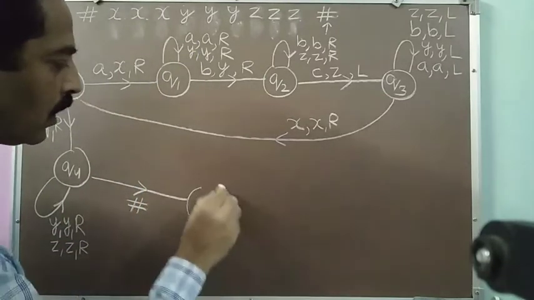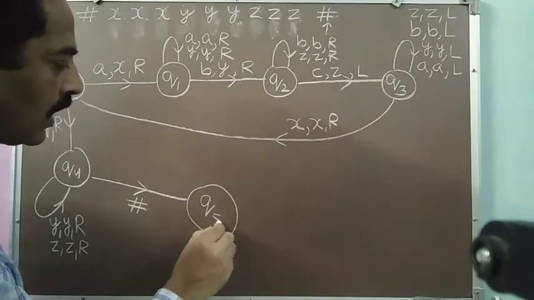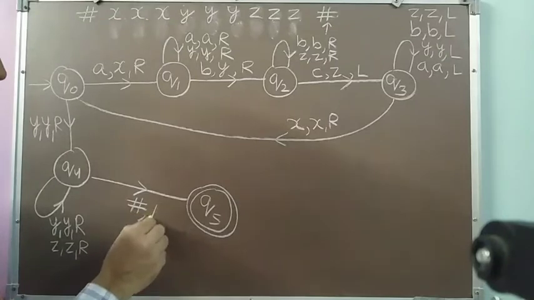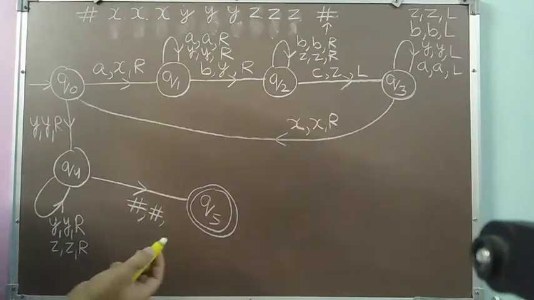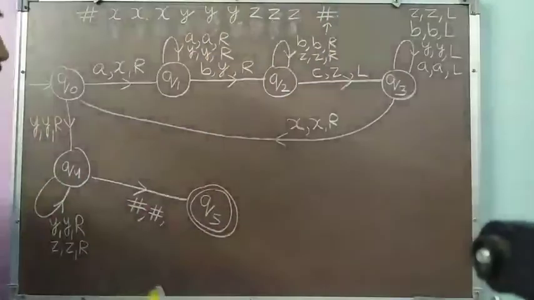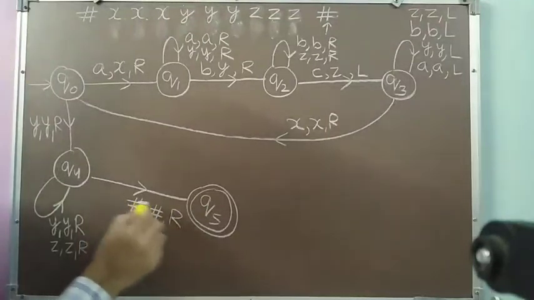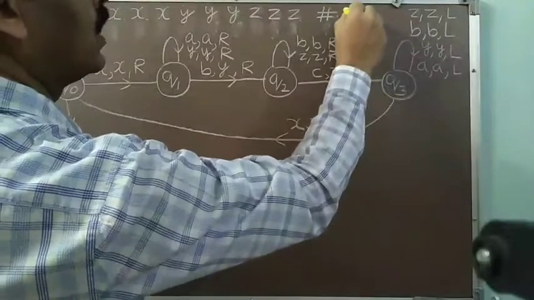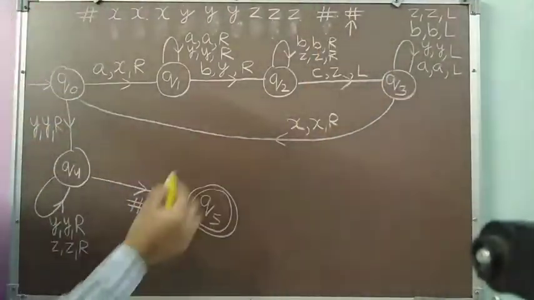So I will be moving to a state known as Q5, and this will be the final state. So in place of hash, I will be writing hash. Now there, it doesn't matter whether I move left or I move right. So simply I will just write hash, hash, R. So my read write head will go to the next blank. Okay, but I am in the final state.